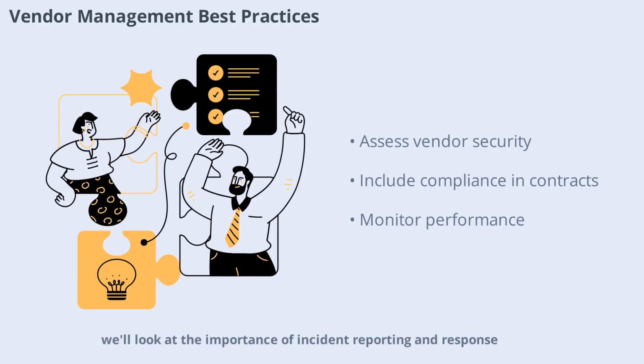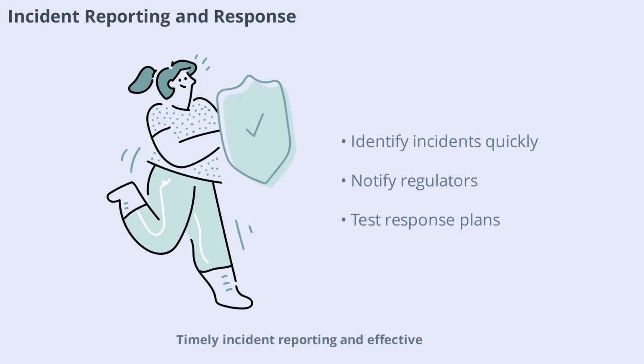Next, we'll look at the importance of incident reporting and response. Timely incident reporting and effective response are essential for regulatory compliance. Organizations must have clear procedures for identifying, reporting, and managing security incidents. This includes notifying regulators and affected individuals as required by law. Regularly testing and updating incident response plans ensures readiness. Quick and transparent response helps minimize damage and maintain trust.